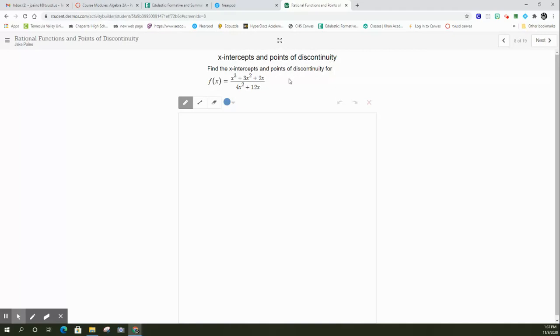All right, so next problem. Okay, same thing. I'm going to factor the top and bottom. So the top has a GCF of an x. I'm going to take out that x. That leaves me with x squared plus 3x plus 2. And then the bottom also has a GCF. That's going to be 4x. That's going to leave me with x plus 3.